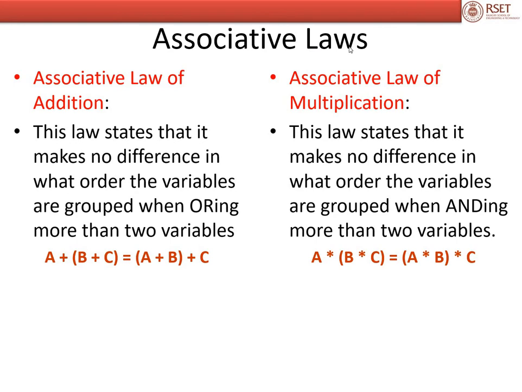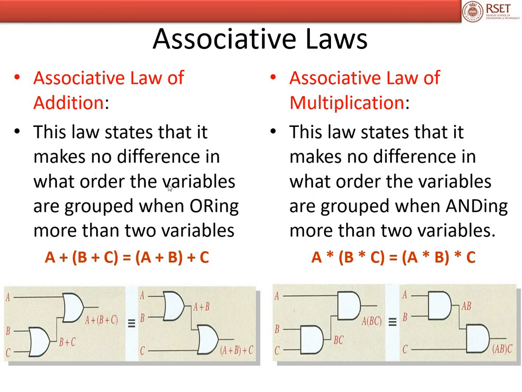Next is the associative law. The associative law of addition states that it makes no difference in what order the variables are grouped when ORing more than two variables. Here three variables are used, A, B and C. A plus (B plus C) is equal to (A plus B) plus C. Here B and C are grouped and here A and B are grouped. The result is going to be the same. It is also shown by the use of gates.